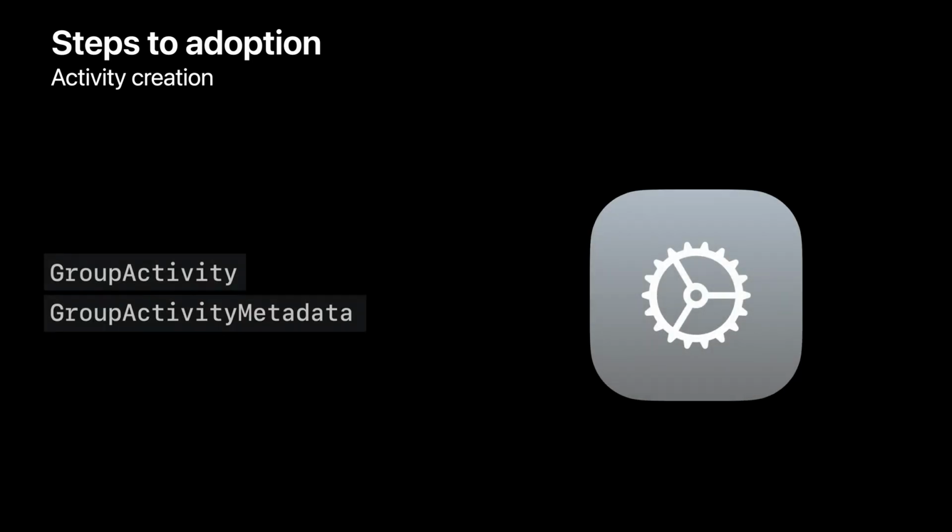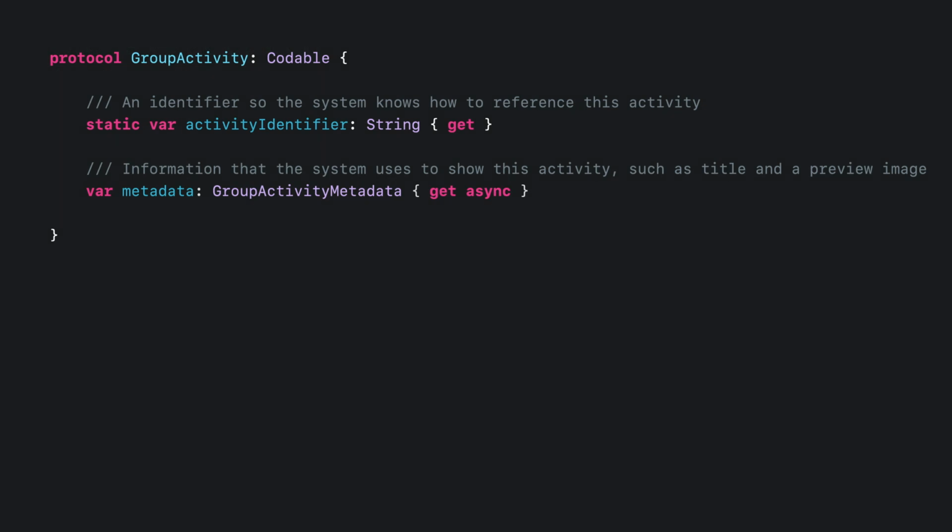Now let's look at the steps you need to take in order to adopt the Group Activities framework. The first step is creating a group activity along with its metadata. So let's talk about what a group activity is and how you define it. Group activity is a Swift protocol that represents the item that your users are experiencing together. This will be a single piece of content like a movie or a song.